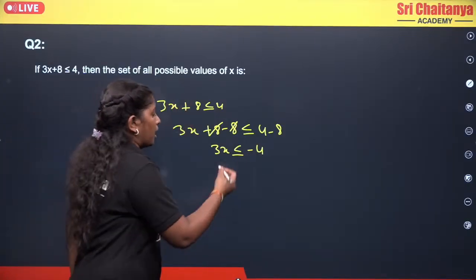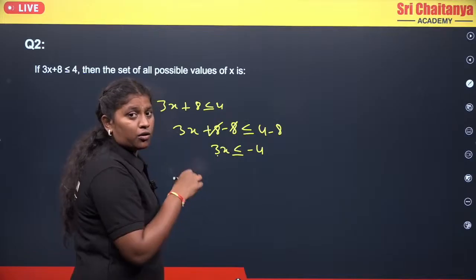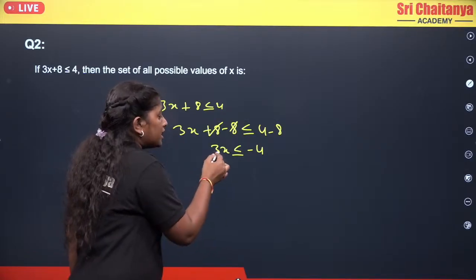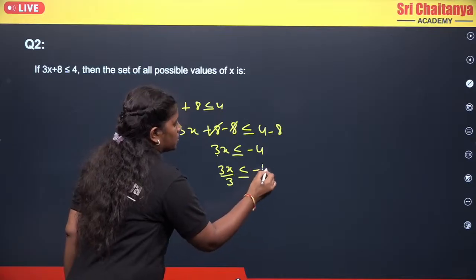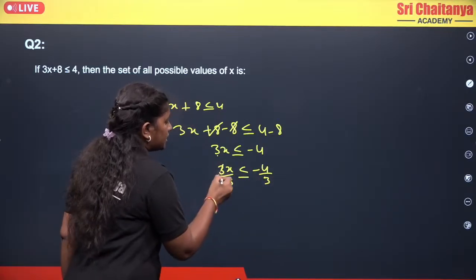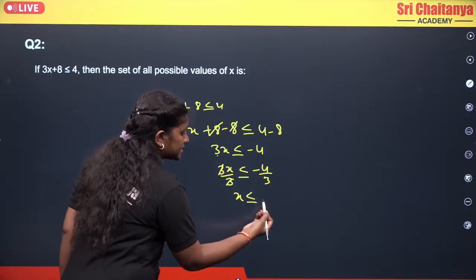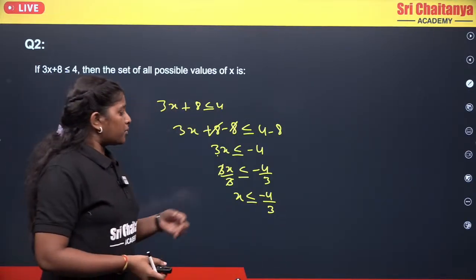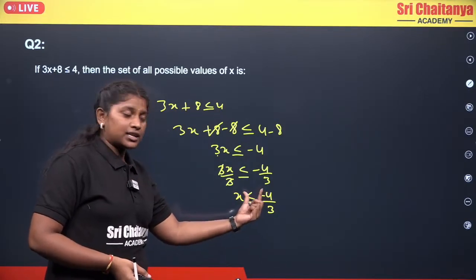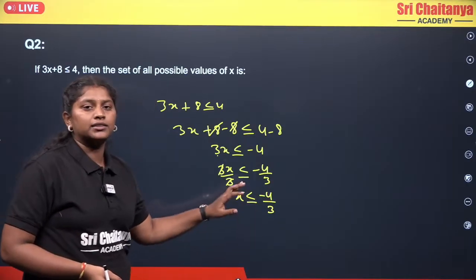Okay. Now coming to here, I am having 3 on my LHS. So 3 is in multiplication. So divide by 3 on both the sides. So that 3 and 3 will get cancelled. So from here you will get x less than or equal to minus 4 by 3. So what are the possible values here? x is less than or equal to minus 4 by 3.